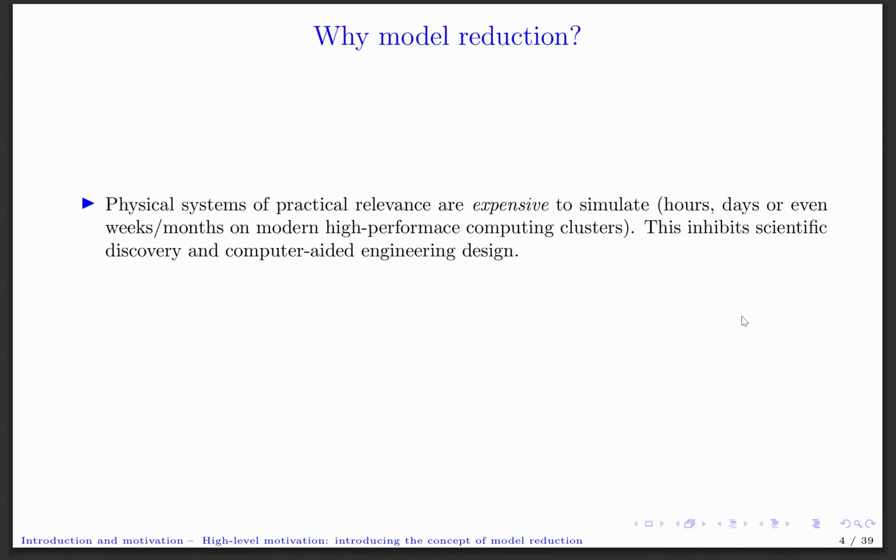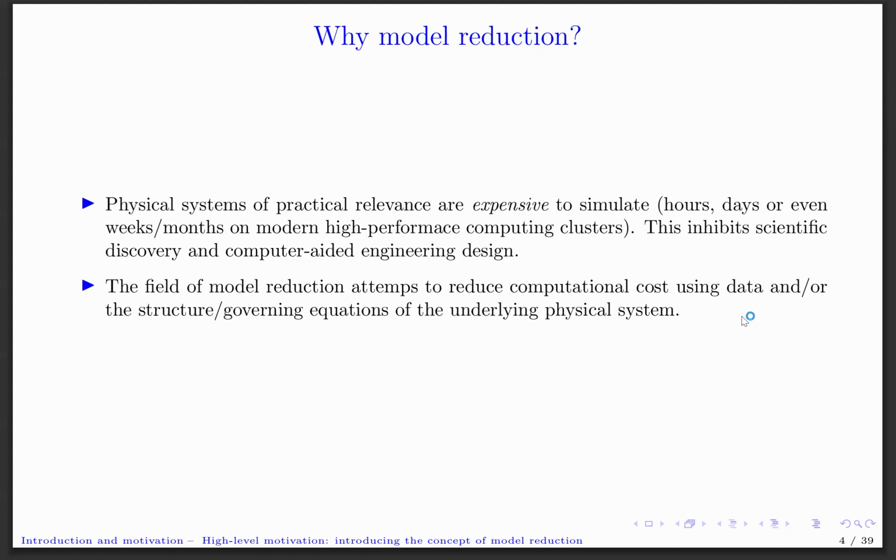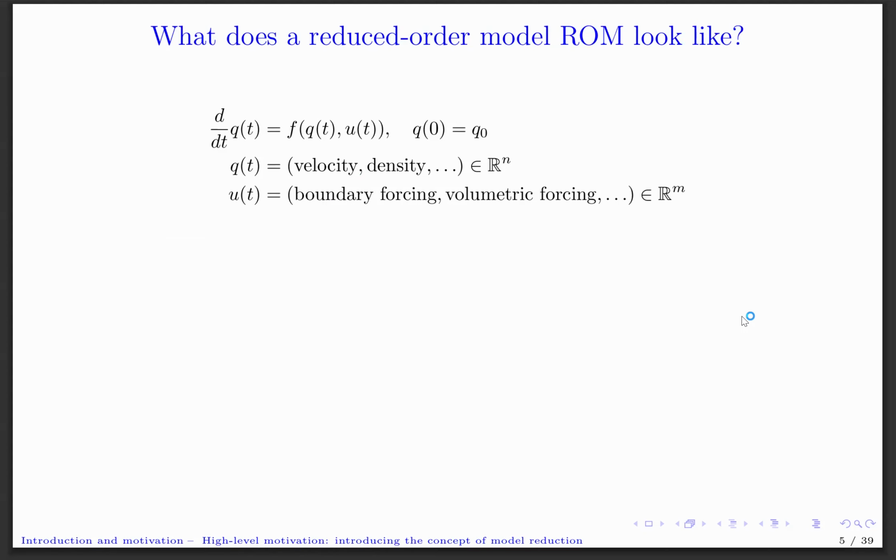Okay, so why model reduction? So physical systems of practical relevance are, as we all know, expensive to simulate, takes a long time, even on modern high-performance computing clusters, and this inhibits scientific discovery and computer-aided engineering design. And so the field of model reduction attempts to reduce this computational cost in one of two ways. We can basically either use data or the underlying governing equations to reduce the computational cost and hence promote scientific discovery and computer-aided design.